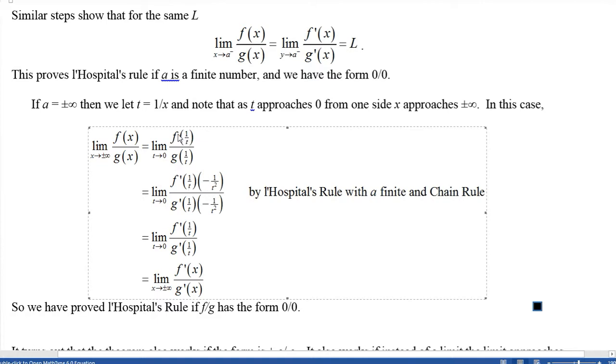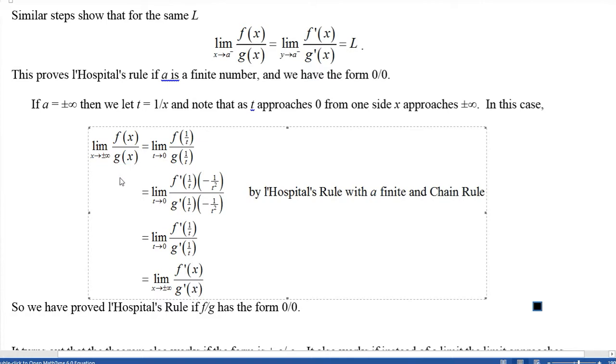So the derivative of this is, well, it's actually f of x. The derivative of f of x with respect to t is f prime of x times the derivative of x. The derivative of 1 over t is minus 1 over t squared. And the same thing works on the bottom there. Now, these two things here are going to cancel out because they're exactly alike. Okay? And so we have the limit as t goes to 0 of f prime of 1 over t over g prime of 1 over t. But both of these things now switch back to x.